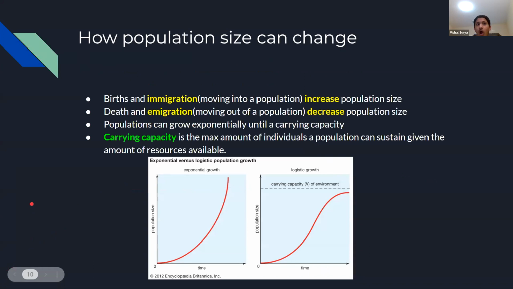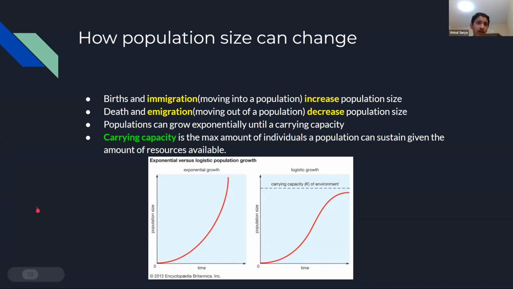So let's talk a bit more about how population size can change. There's births, or making new offspring, and immigration, which is moving into a population from another population, which increases population size. Then there's death and emigration, which is how an organism moves out of a population, and that decreases population size because the population is getting lower if more organisms are leaving.